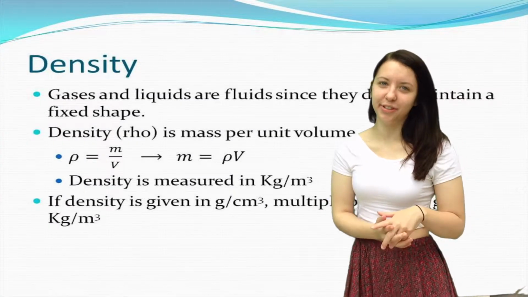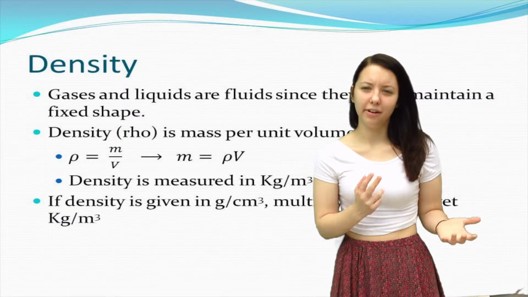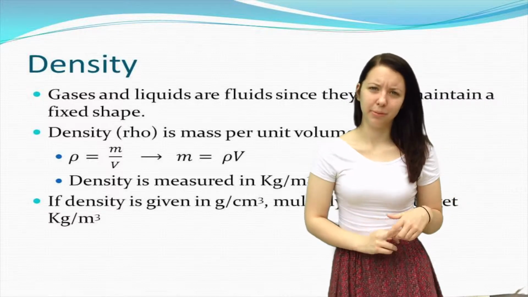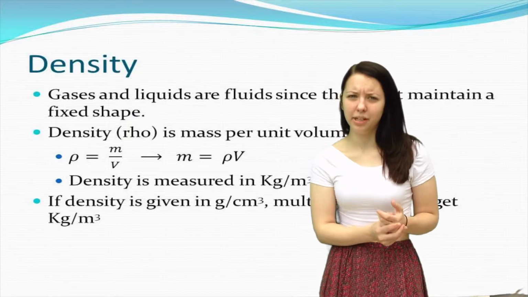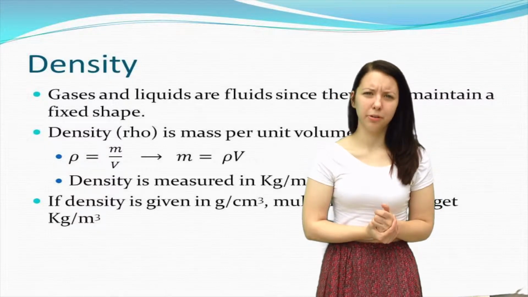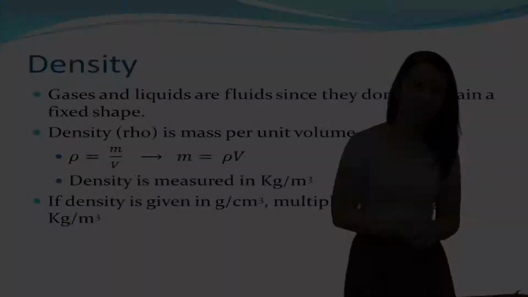Gases and liquids are fluids since they don't maintain a fixed shape. Density is shown by the Greek character rho, and it's mass per unit volume. Density equals mass over volume, and it's measured in kilograms per meter cubed. If density is given in grams per centimeter cubed, multiplied by 1,000, you get kilograms per meter cubed.